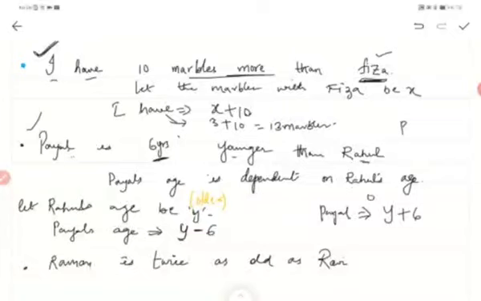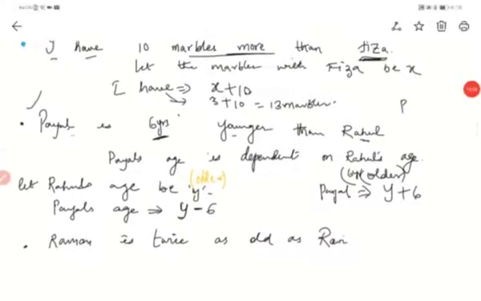This is for when you say Payal is 6 years older than Rahul. Okay, please understand this and try to get the expressions. Okay, now I'll give you some time. Think about this: Raman is twice as old as Ravi. Take some time, then pause my video and try to get the expression for this.